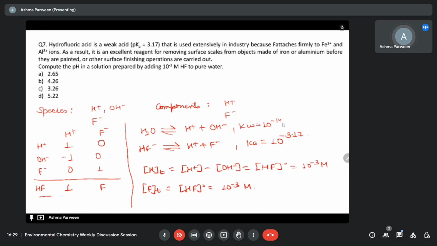So we can solve this question in Visual MINTEQ also, or we can solve it manually. So till now we have seen how to solve the question in Visual MINTEQ. So we will see how we can solve this question manually. So let's do. Let's number this as equation 1 and this as equation 2.